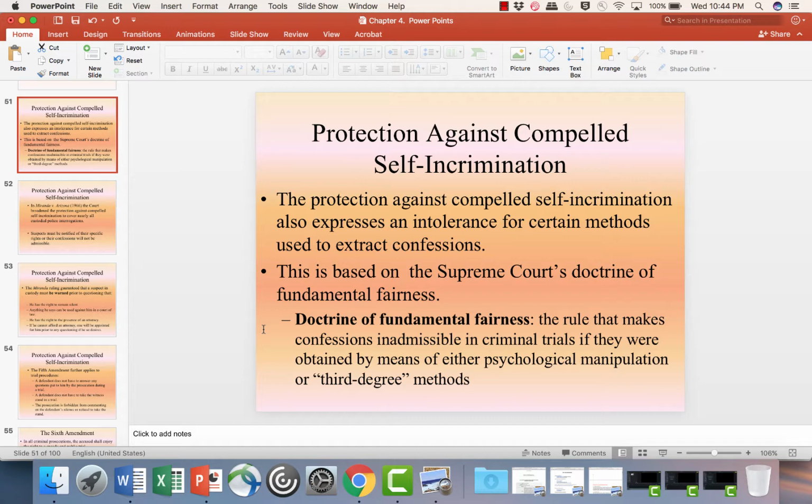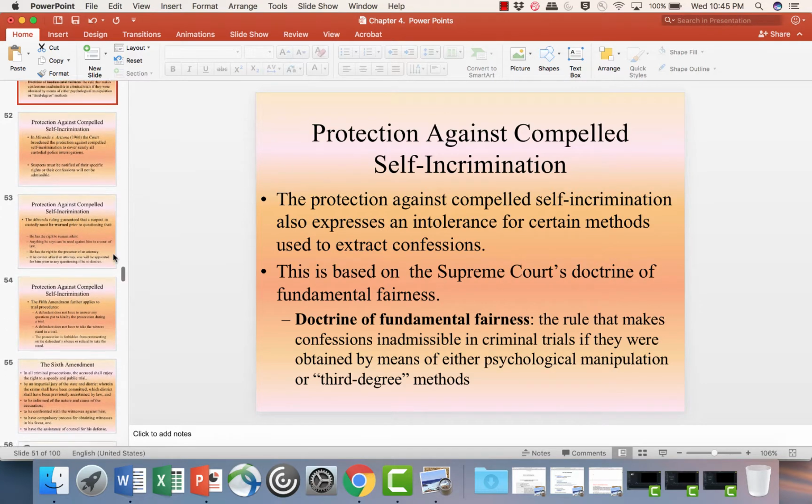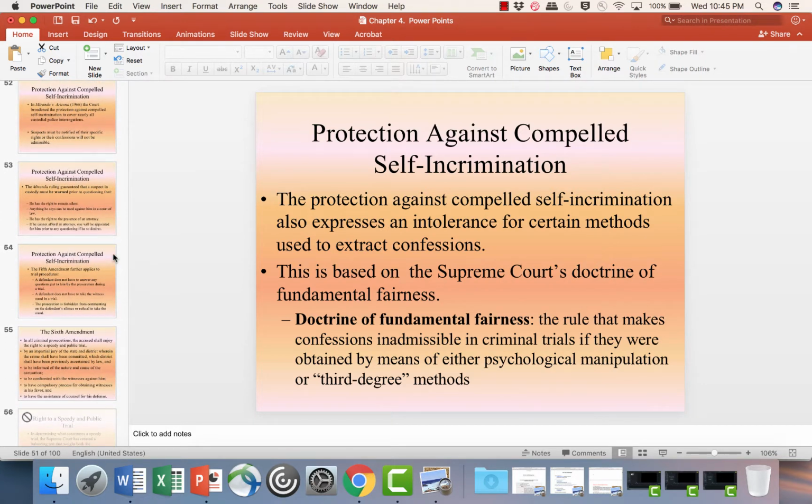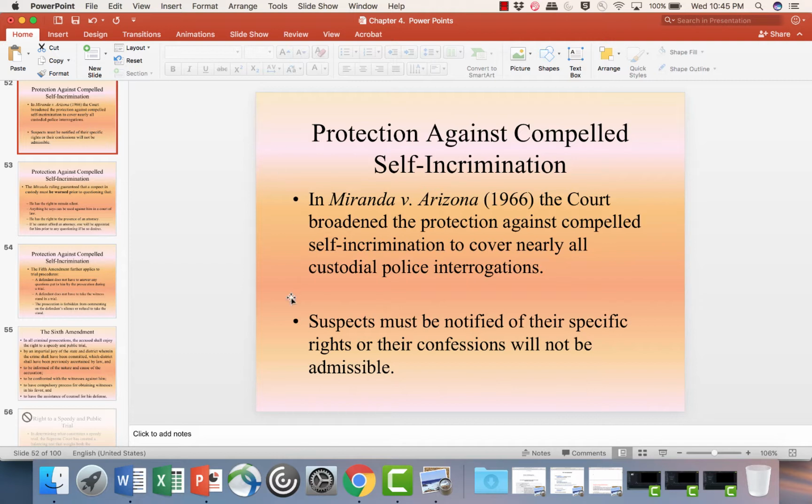And so the doctrine of fundamental fairness is the rule that makes confessions inadmissible in court if they were obtained by means of psychological manipulation or third-degree methods. Now, I'll be honest with you, this all sounds phenomenal and great. The idea of us actually applying that is really difficult. It is hard to know whether the police, who have a legal ability to coerce to get access to information, have done something that rises to the level of a Fifth Amendment violation. So it's often very difficult to prove that.